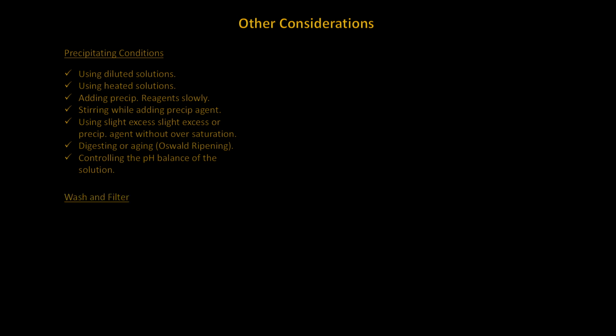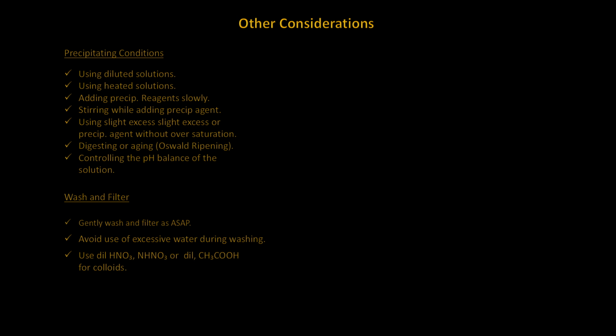Now, filtering and washing is done as soon as possible after the completion of the precipitating reaction to avoid contamination. Washing is done gently, avoiding the use of excessive solution. This helps avoid partial redissolvement of the precipitate, thereby minimizing loss. For colloids, dilute nitric acid or acetic acid is used, or ammonium nitrate can be added to avoid peptization of the precipitate. For filtering, a Gooch-type crucible or quantitative-grade ashless filter paper is used.